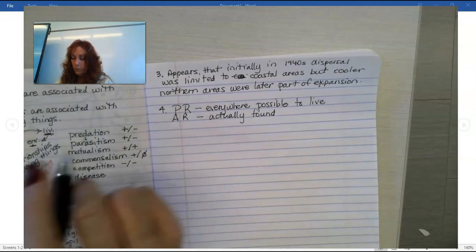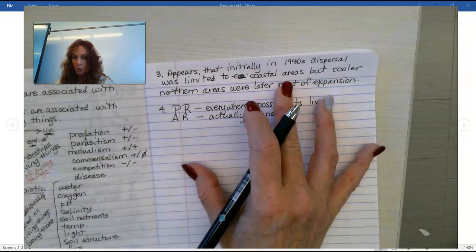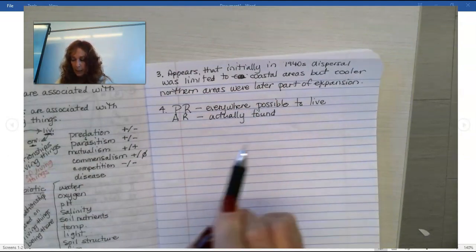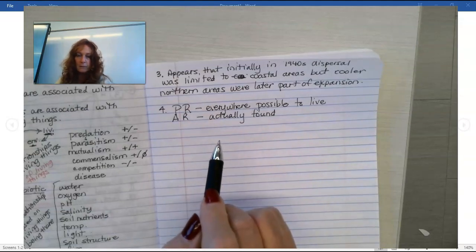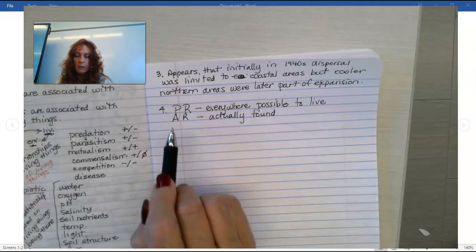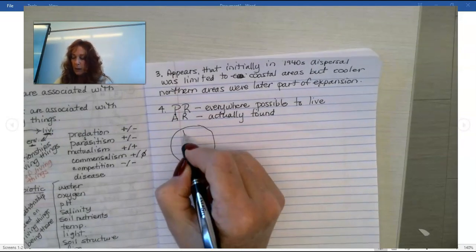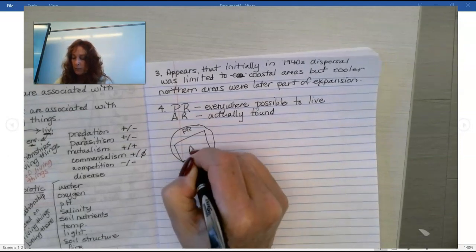So just making some other statements. So I've gone ahead and I've explained what these are. This potential range is everywhere that an organism has the possibility of living. Actual range is where you're going to find it. It's not going to be in the whole potential range. So if we think of it again like a subset, here's potential range. Actual range may look like this.